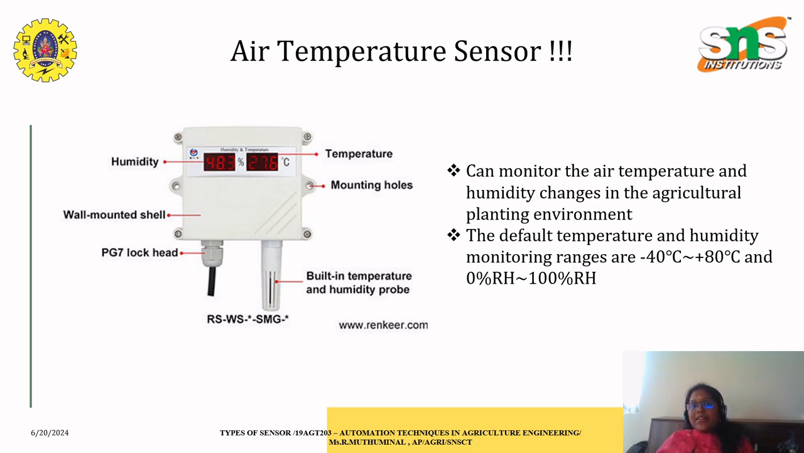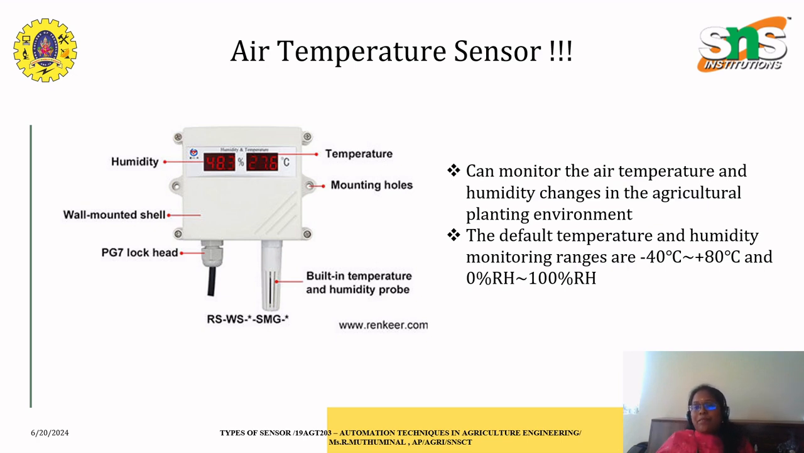The first sensor is the air temperature sensor. This sensor can monitor the temperature and humidity change level in the agricultural planting environment. We all know that humidity and temperature have to be maintained to provide a very good crop yield in the surrounding environment when we are looking for a better yield. So this sensor will find the optimum humidity and temperature. If it goes beyond or below it, it will intimate us.